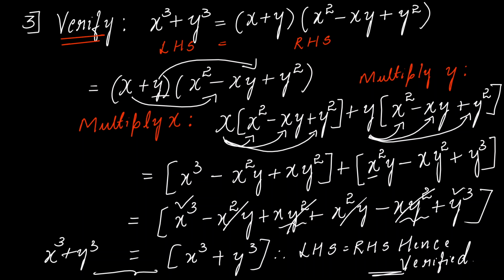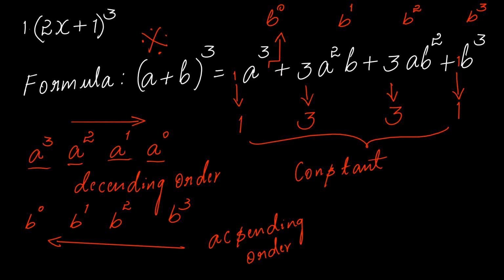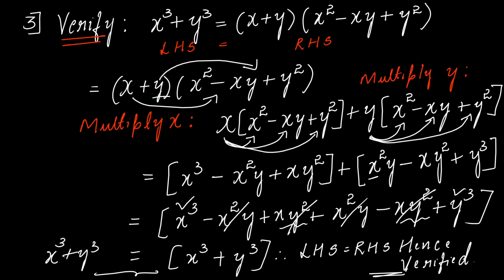Alright, today we solved three important questions. We expanded 2x plus 1 whole cube, 2a minus 3b whole cube, and we verified x cube plus y cube. So remember the key points. For memorizing the formula, you have to remember the pattern 1, 3, 3, 1, and the power of a decreases and the power of b increases. So be careful with the signs and always write the formula first in the exam. Once you see the question, analyze the question and write the formula. So the steps should be very clear and always write hence verified in the verification questions.